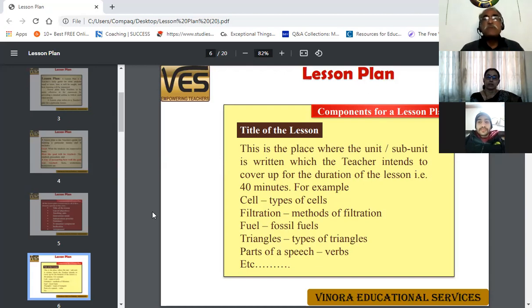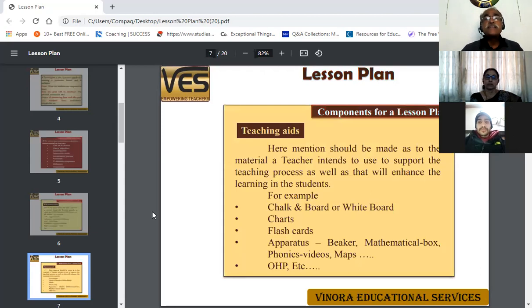Next example is of like mathematics triangles. Today we will be studying about different types of triangles. Equilateral triangle, right angle triangle, isosceles triangle, and so on and so forth. Similarly in the languages, आज हम पढ़ेंगे verbs के बारे में. So these are just examples of what exactly is the meaning of the title. So we move further. Next is teaching aids.